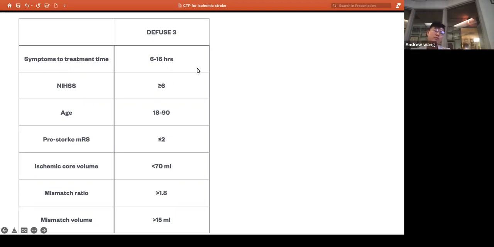For the DEFUSE 3 trial, the symptom-to-treatment time was extended to 16 hours, and patients should have a stroke severity of more than 6 on the NIH stroke scale and age between 18 and 90. Pre-stroke function should be better than 2 points on the modified Rankin scale. And this is the important part. On CT perfusion study, they should have an ischemic core volume less than 70 milliliters and a mismatch ratio, which is ischemic penumbra volume divided by ischemic core volume, more than 1.8. The absolute mismatch volume should be more than 15 milliliters.